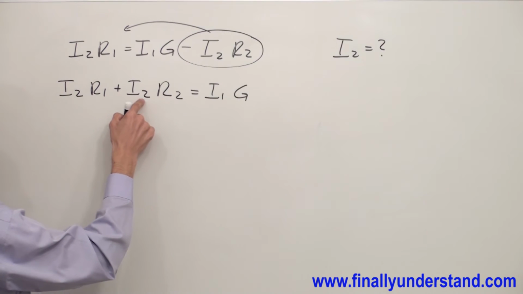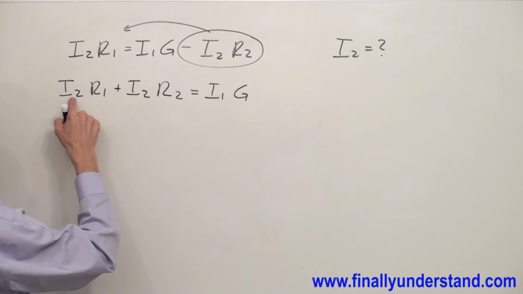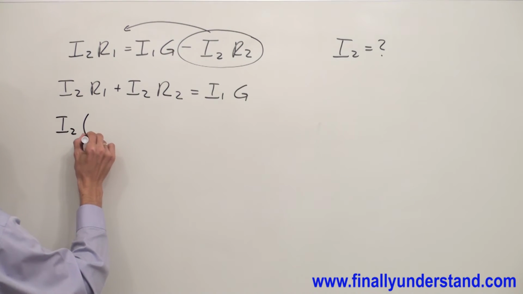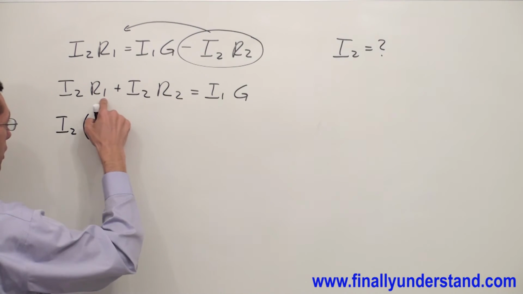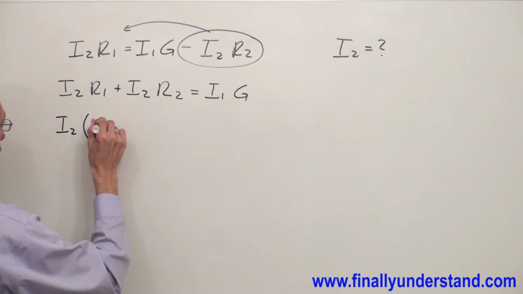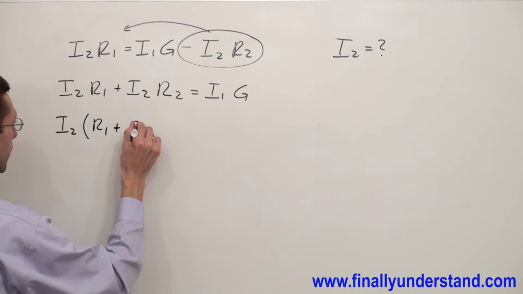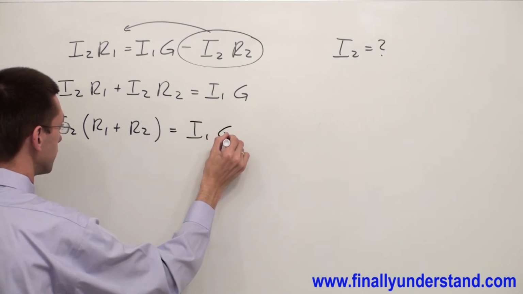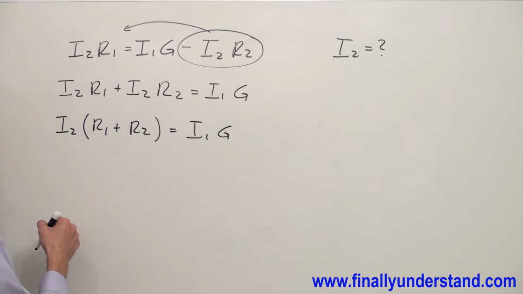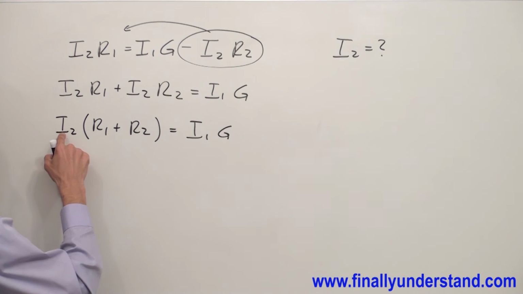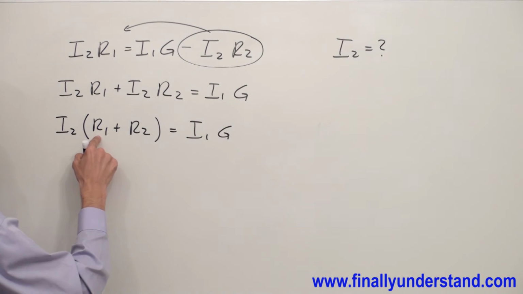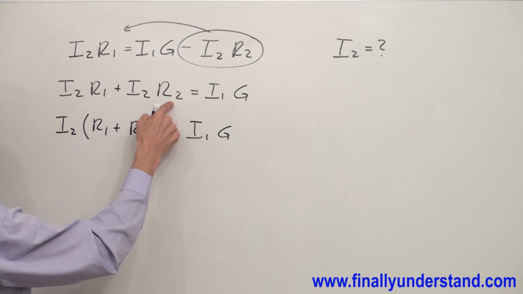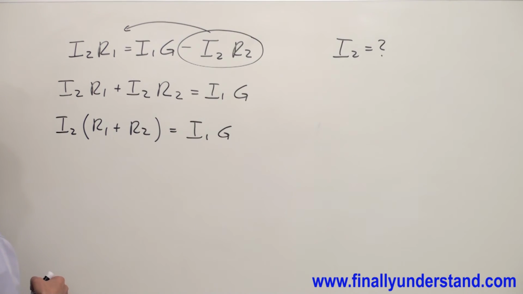Now, I have I2 R1 and I2 R2. I'm supposed to factorize I2 from these two terms. I have to write I2 in front of the parentheses, and inside the parentheses I'm going to write whatever is left from these two terms. I have R1 plus R2 equals I1 G. Now if you want to verify that you factorized it right, you simply multiply I2 by R1, so I2 times R1 gives I2 R1, and I2 times R2 gives I2 R2, so it means I'm okay with my factorization.